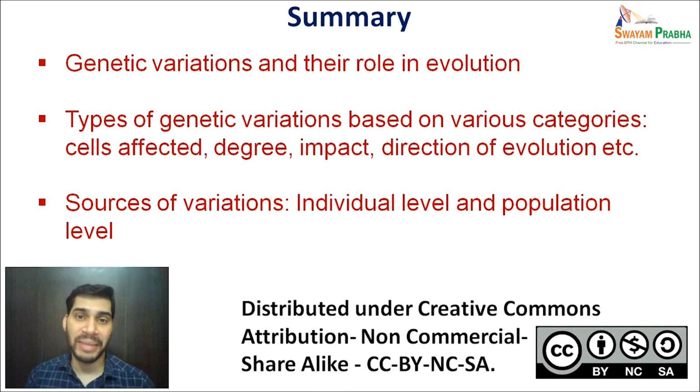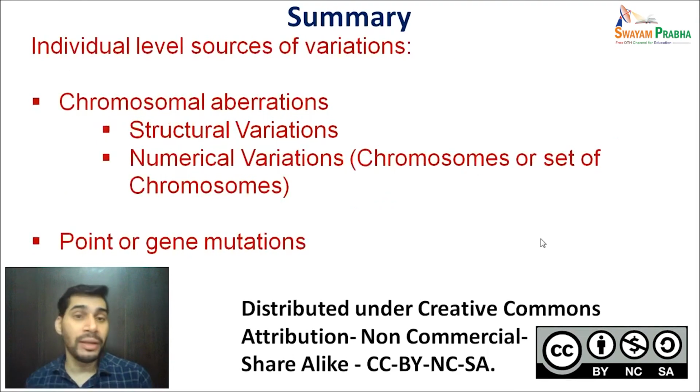Now let us quickly summarize what we discussed in this lecture. We talked about genetic variations and their role in evolution. Then we talked about various types of genetic variations based on the categories, that is cells affected, the degree, the impact, direction of evolution, and so on. And then we started discussing the sources of variations, that means at individual level or population level. So far we have covered the individual level sources of variation, that is the chromosomal aberrations both in structure and the number of chromosomes or the set of chromosomes. And we have also discussed the point or gene mutations.